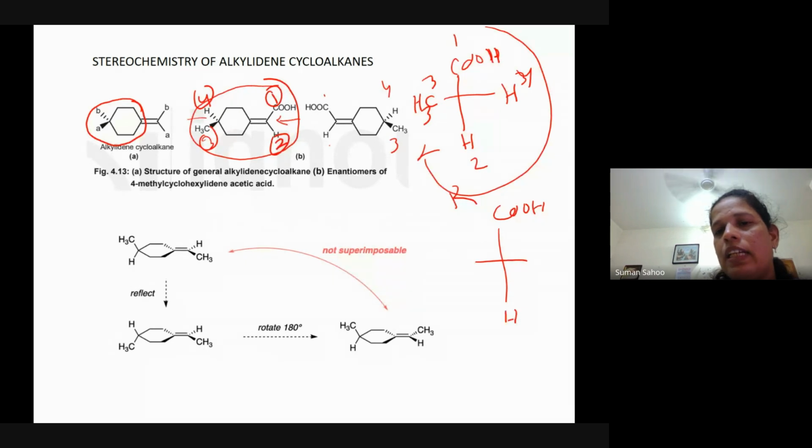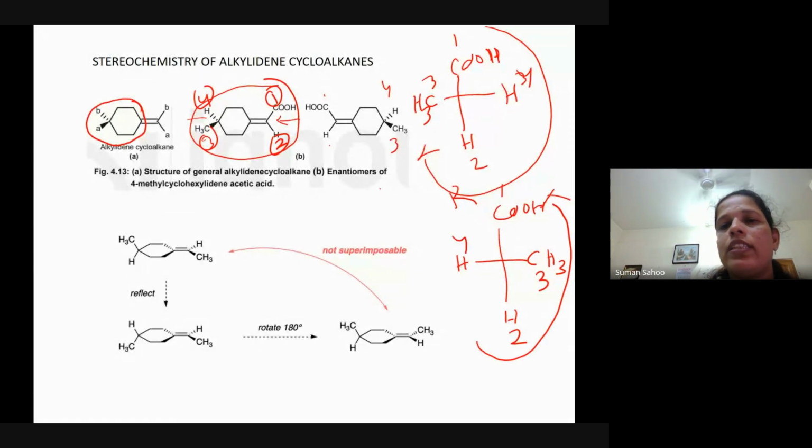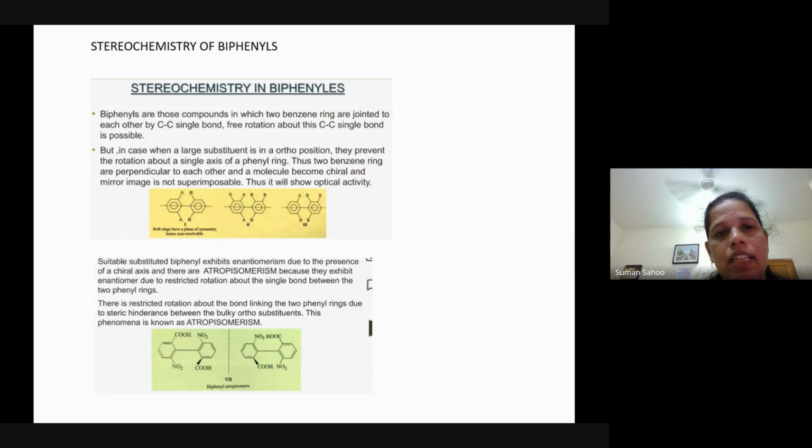COOH, H, and H is on the left, CH3 is on the right. So this is 1, 2, 3. So that is your anti-clockwise. So that is going to give you S, and that one is your R. So you can assign your configurations to alkylidene cycloalkanes as you have done in the case of your allenes. Their mirror images are not superimposable with each other, so they exist as enantiomers. So these are the molecules which show chirality due to an axis, or these have an axis of chirality.